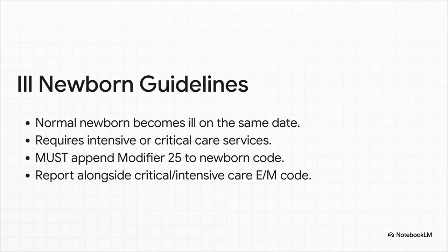Circle this in red in your manual. You have to append modifier 25 to your normal newborn code, and you bill it in addition to the initial critical care code. That modifier 25 essentially tells the payer, hey, we did the normal check, but a totally separate, significant, and necessary critical situation blew up on the exact same day. Do this right, and you can kiss that audit panic over denied critical care claims goodbye.